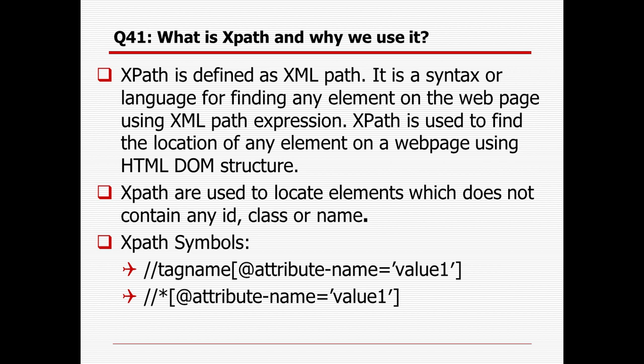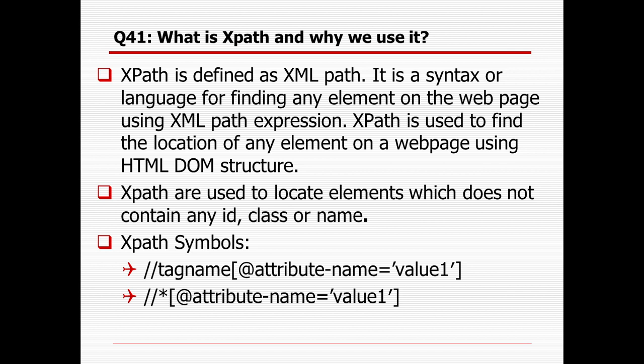So apart from name, class, and ID, there will be a lot of HTML attributes, right? Value, positions, text like that. Using that, you can create your own XPath and highlight the element, and after that, you can perform the operations. So XPath is used to locate elements which do not have any ID, class, or name.